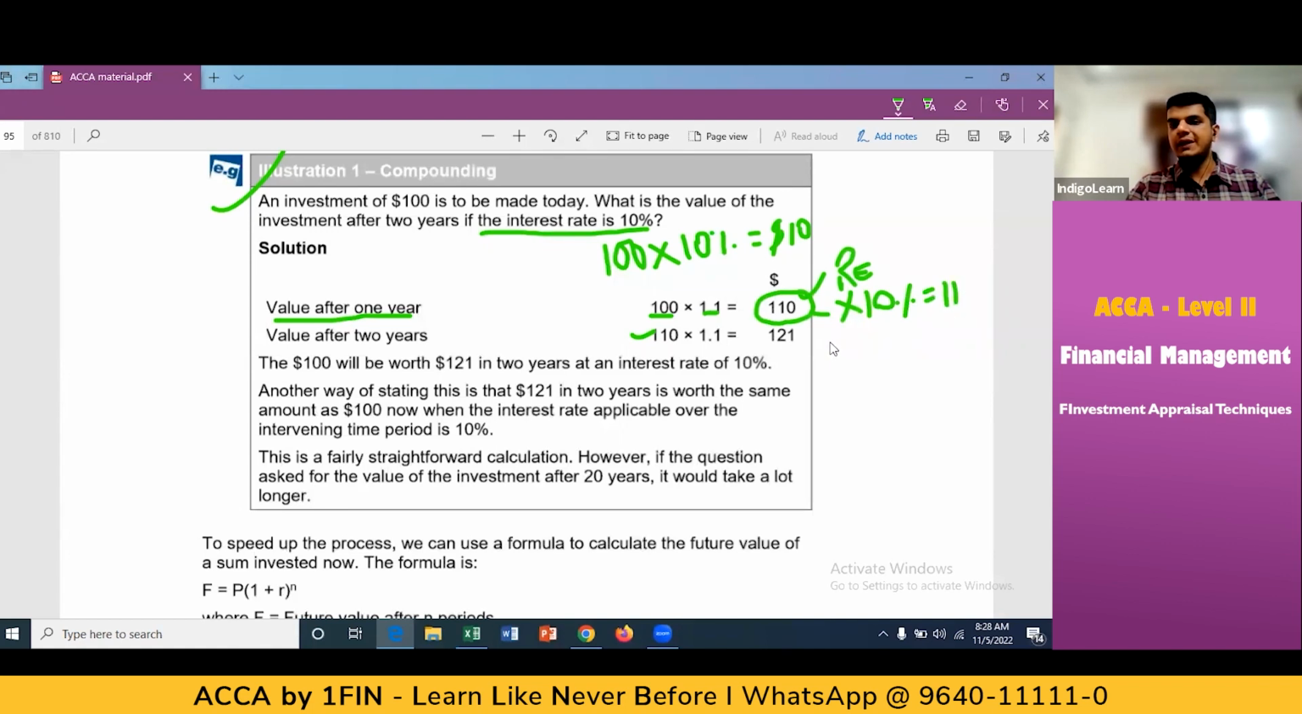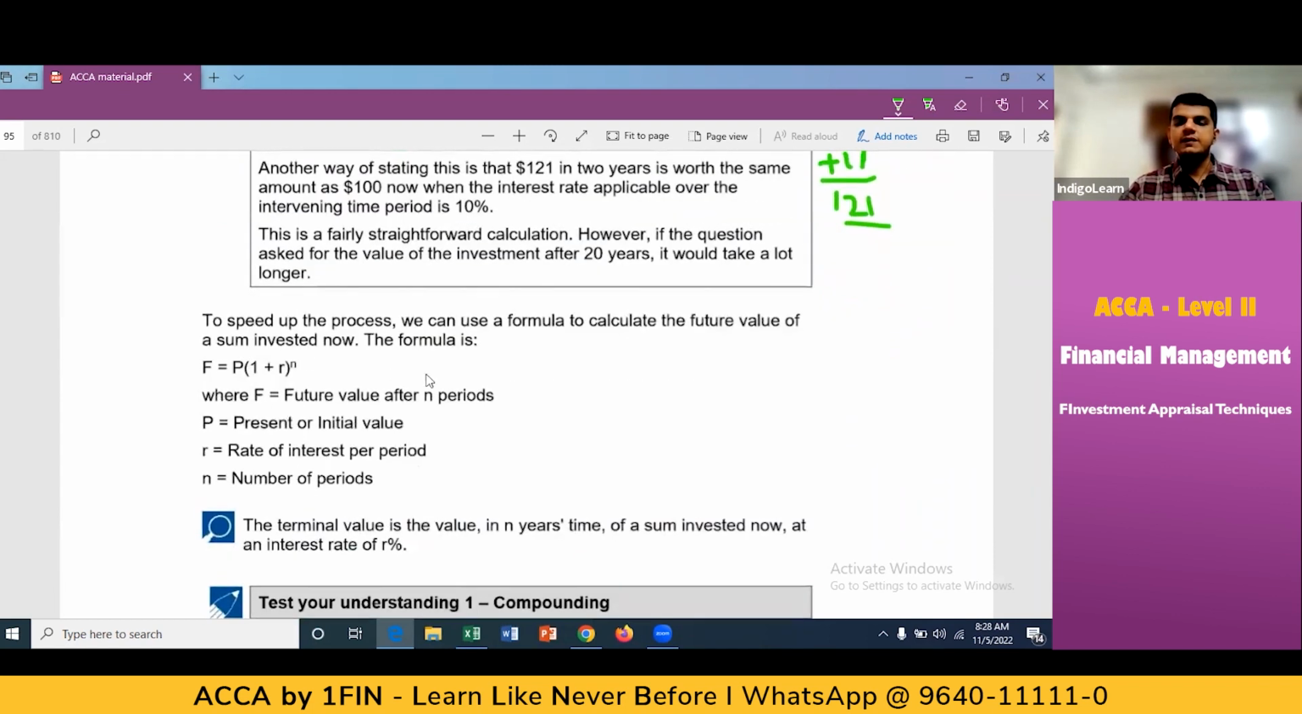So total amount at the end of the year is 110 plus 11. That is 121. So compounding says that you will earn interest on the interest earned in the first year or the previous year. So this is the compounding impact. If I would have earned interest only on 100, then there is no compounding. Compounding means you will be earning a return on the return that you have earned in the previous years.